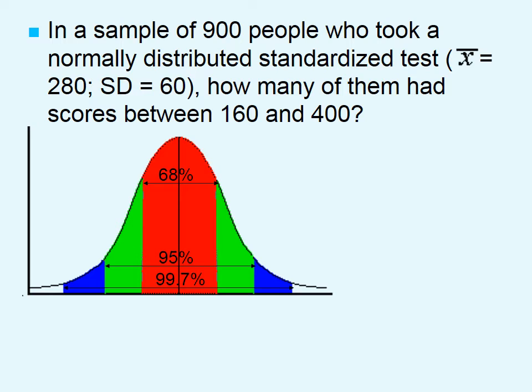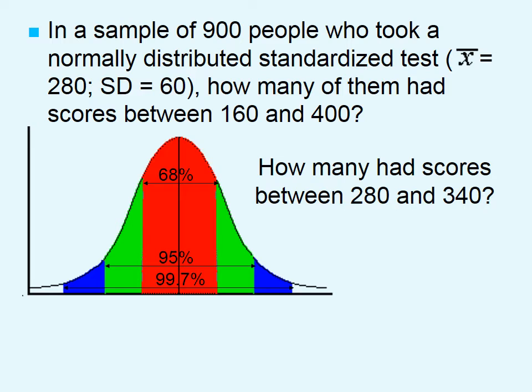Your standard deviation is 60. So that really should mark us about 95% probability of getting scores in that area. If you do it between 160 and 400, then you've got about 95% of them. And if you do this from the mean, between 280 and 340, that's only at about the 68% mark.